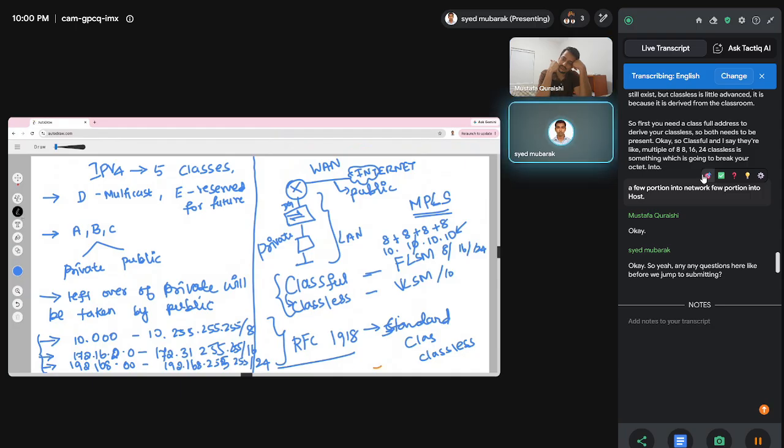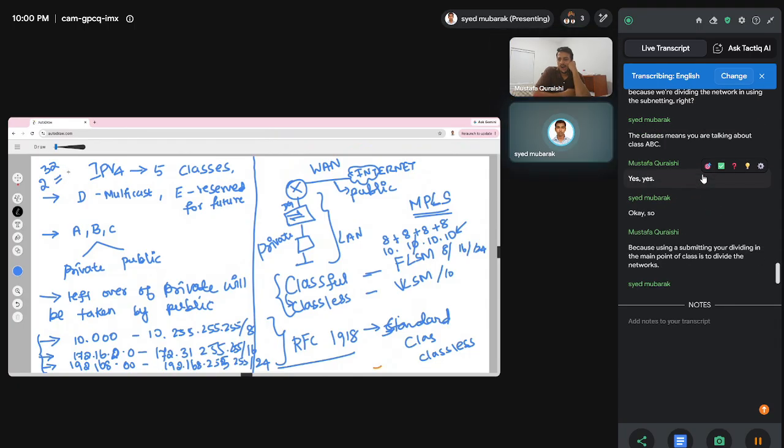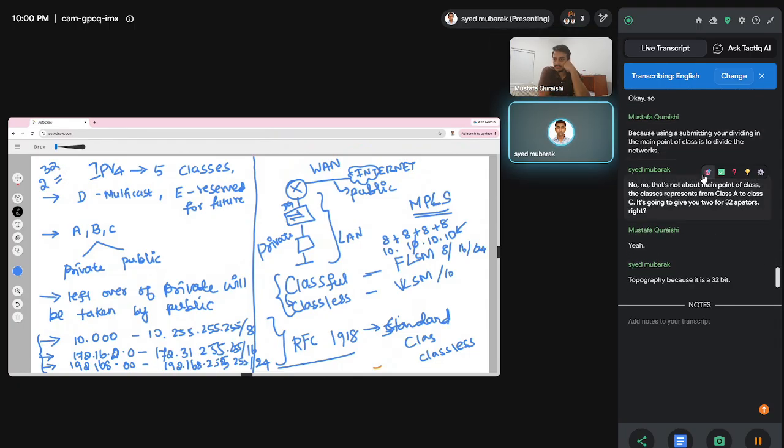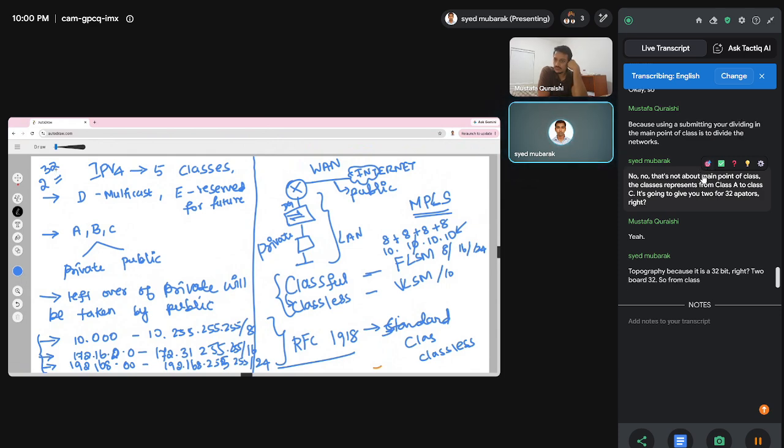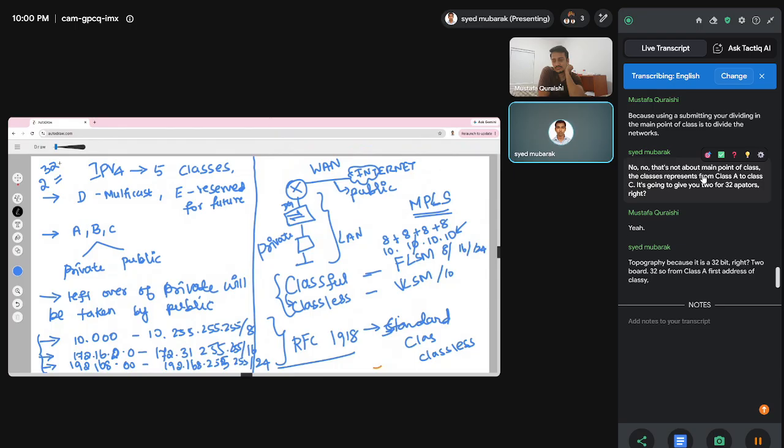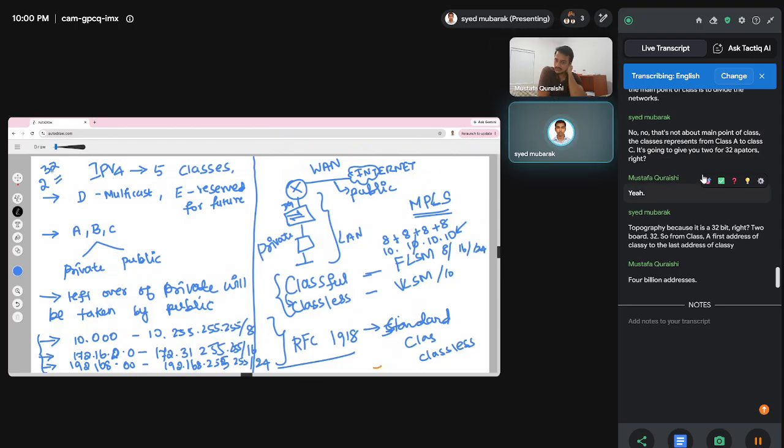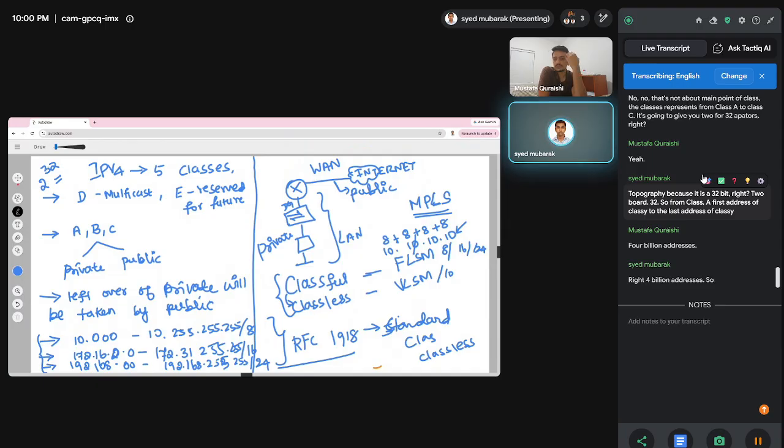No, no, no. That's not the main point of classes. Classes represent from class A to class C. It's going to give you 2 power 32 IP addresses, right? 2 power 32, because it is 32 bit. So from the first address of class A to the last address of class C, that is 4 billion addresses. So 2 power 32, right?